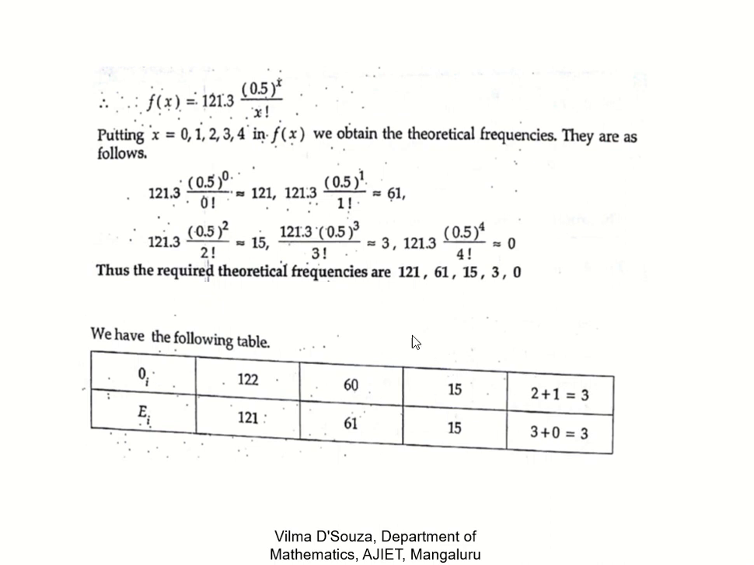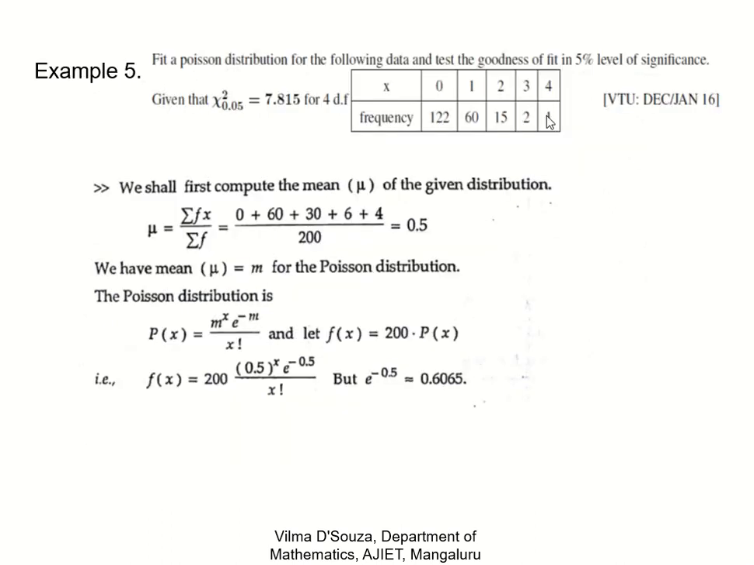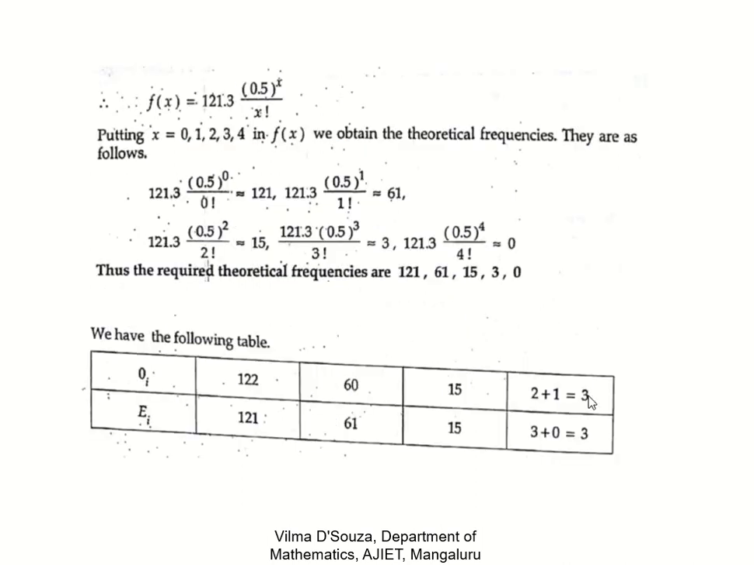When the frequency is less than 10, what you do is you add up such frequencies. Here you have 2 and 1 as given in the problem, so you can add it up, 2 plus 1. So the last frequency comes as 3. Here 3 and 0, so add it up, 3 plus 0, that is equal to 3. Now you have only 4 frequencies.